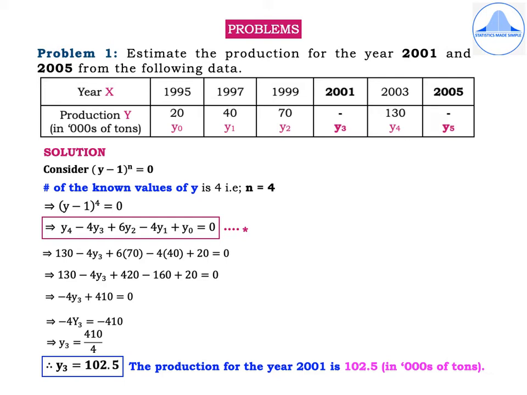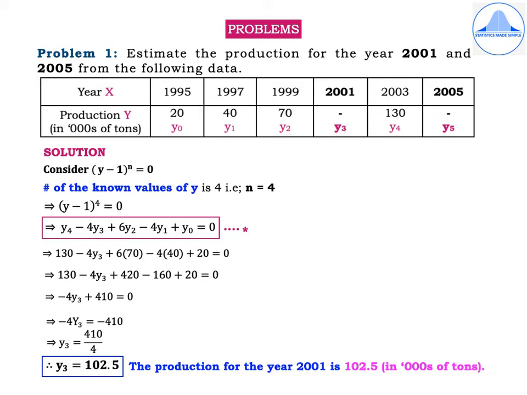Now, in this solution, first write the most important step, that is, consider (y minus 1) to the power n is equal to 0. Then find out the number of known values of y, that is 4. In other words, n is equal to 4, which implies (y minus 1) to the power 4 is equal to 0.